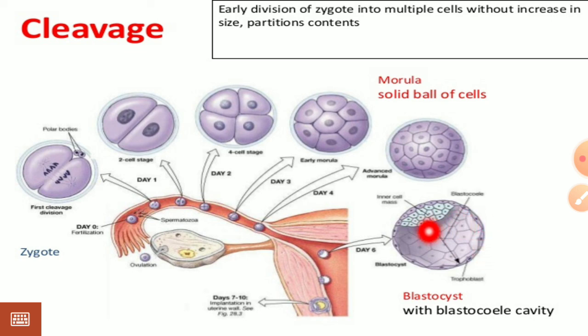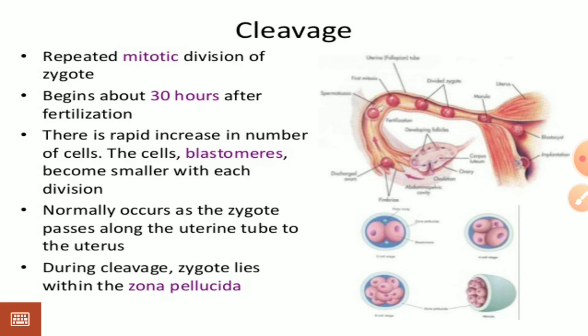Implantation occurs on the seventh day after fertilization. The implantation occurs in the endometrium wall of the uterus.